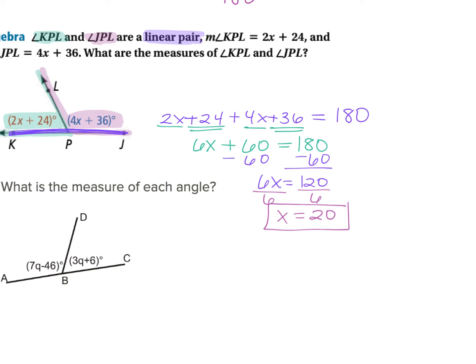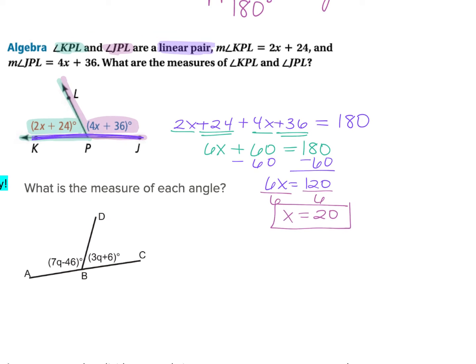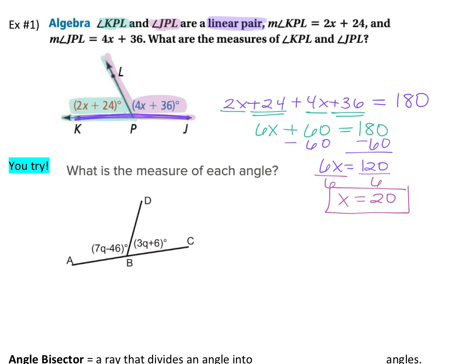Okay. If we're trying to find the measure of each angle, what do we do? Plug the x back in. So if I want the measure of angle KPL, I'm going to plug the 20 in where that x is. So it's going to be 2 times 20 plus 24. Can anyone do that in their head? 64. Good job. So 2 times 20 is 40 plus 24. So that would be a 64 degree angle.